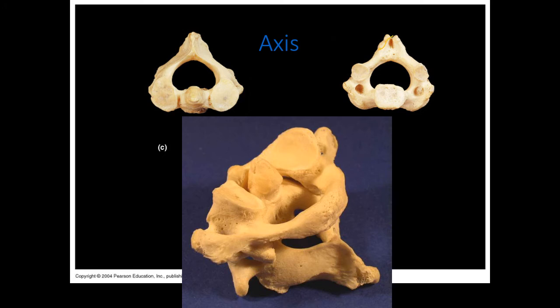So it has a spinous process. It has transverse processes with their transverse foramen. It has a superior articular process and facet, the facet being the flat spot and the process being the whole structure that's there. It also then has inferior articular processes and facets. We have the vertebral foramen that can be seen there as well.